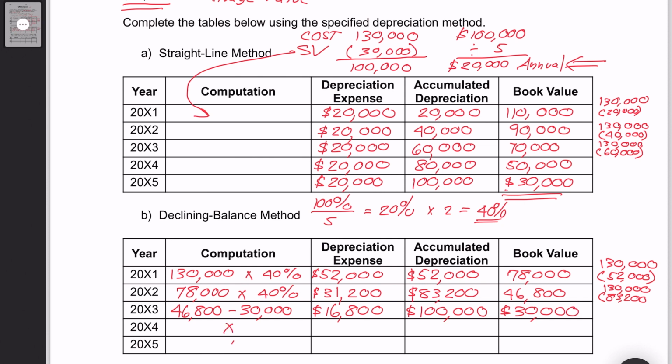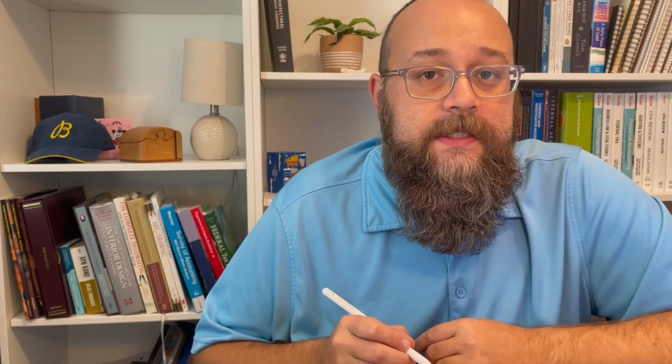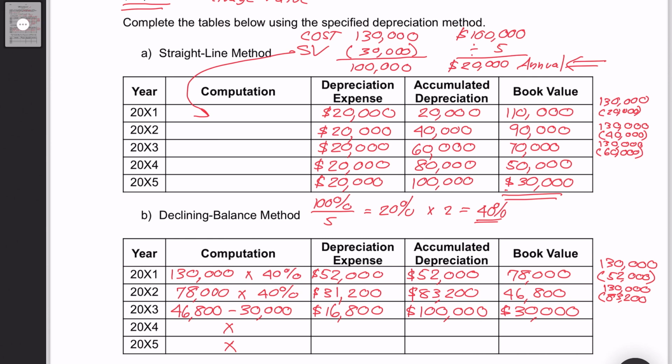You may say, what do I do with year 4 and year 5? We're done. That's why this is an accelerated depreciation method. In this case, we've gotten to year 3 and we're all done.